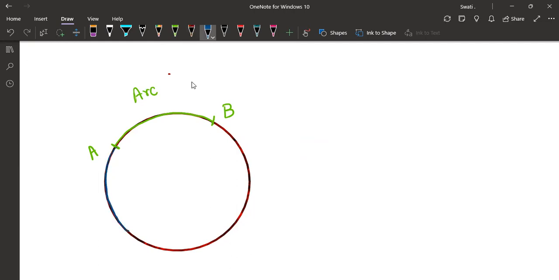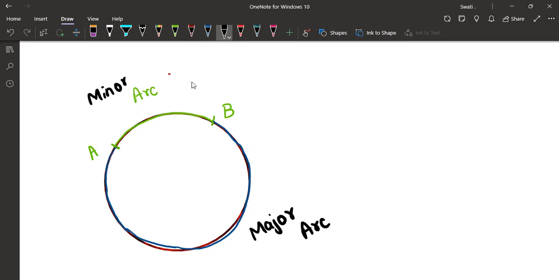The blue one. Of course, we can see that the blue one is bigger than the green one, right? Both are called arc only, but because this green one is smaller, we call this minor arc, and the blue one is bigger, we call this major arc, right? So now this is major arc and this is minor arc. I hope you understood what is minor arc and major arc.